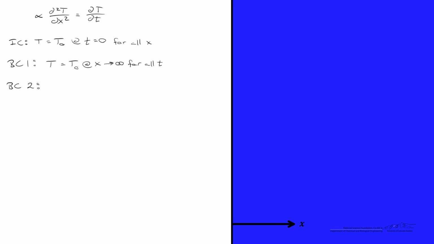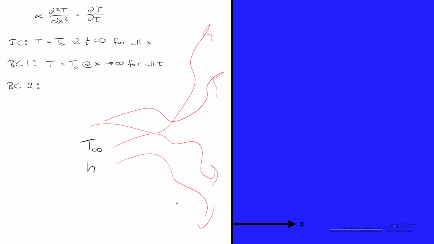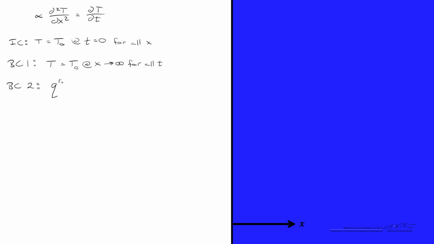In a third scenario, let's consider a convective boundary condition, where we've got some fluid out here at temperature T infinity, and the flow of the fluid results in some heat transfer coefficient. So we've got, in this case, some warm fluid that's blowing over the surface of it, such that convection occurs at x equals 0. Mathematically, we'll write this expression as the flux is equal to the heat transfer coefficient multiplied by the temperature at the surface minus T infinity.